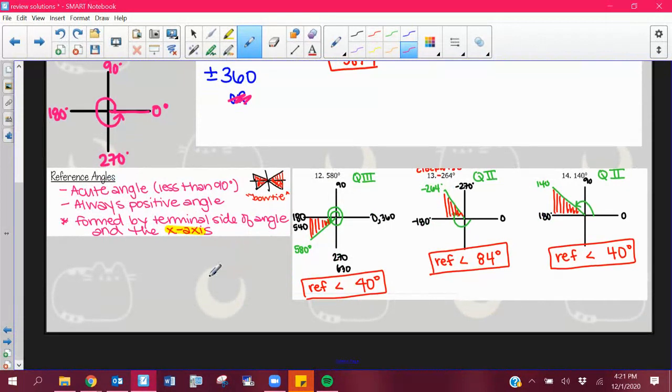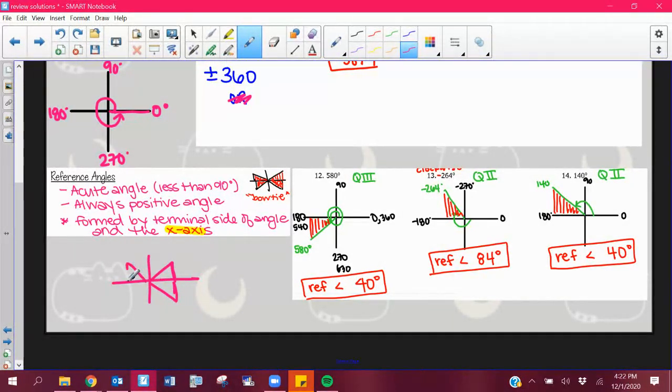In order to find a reference angle, remember we need those reference angles to draw our exact values and to find those triangles. So reference angles are always acute angles, so they're always less than 90. They are always a positive angle, so you'll never have a negative reference angle, and they're always formed with the x-axis. So you always are either going to drop your angle down, put that vertical line down to the x-axis, or you'll draw it up to the x-axis.